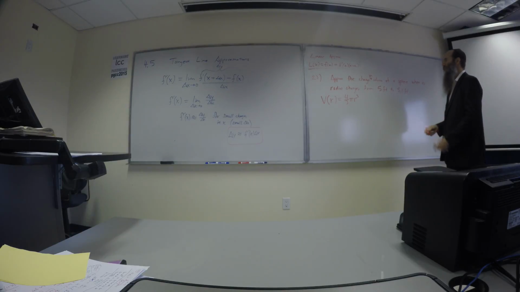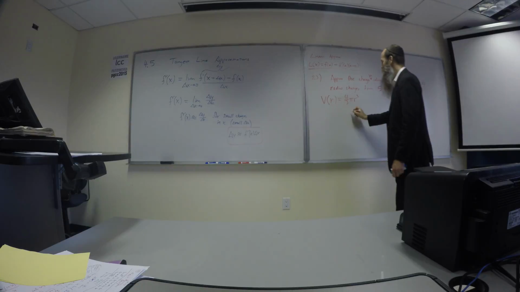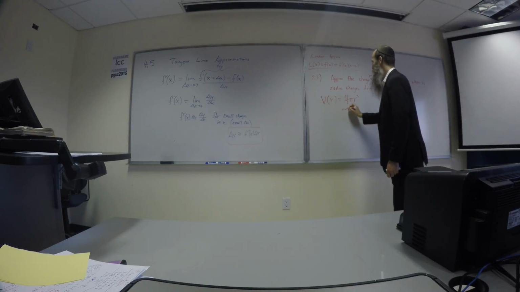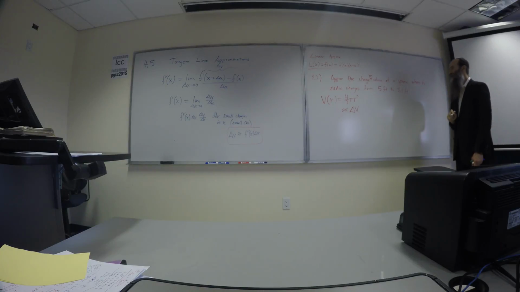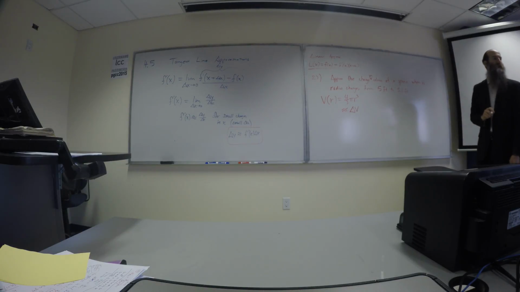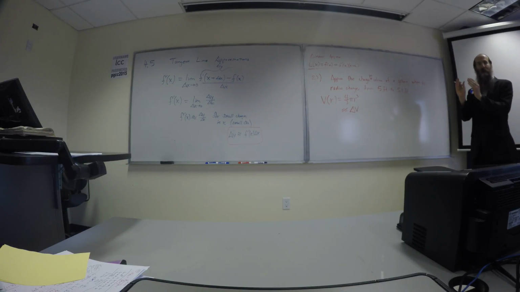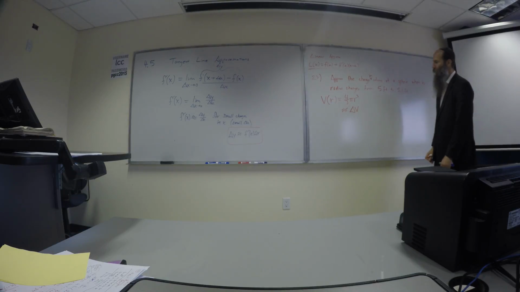We want to know approximately how much the volume changes. We want to know change in V, right? We want to approximate change in V, change in volume, when the radius changes from 5 to 5.1. So the radius extends a little bit, right? From 5 feet to 5.1 feet. It goes an extra 1/10 of a foot out. How much has the volume changed approximately?